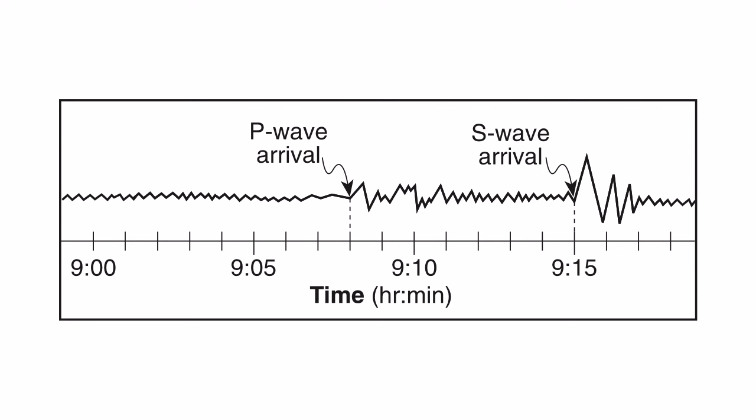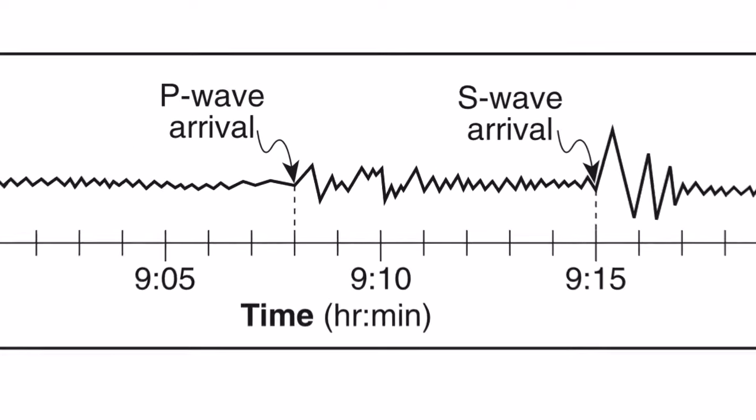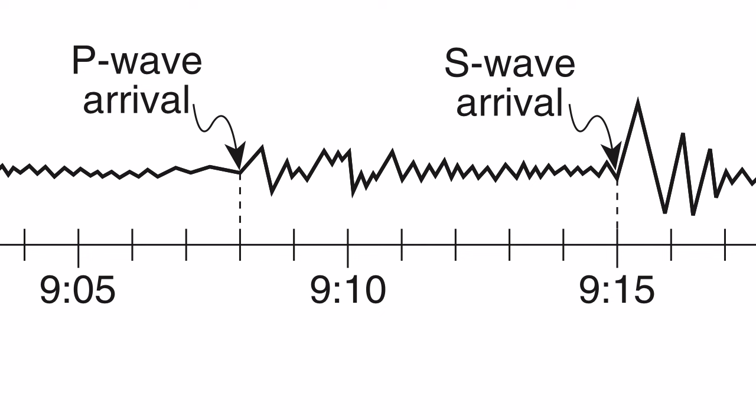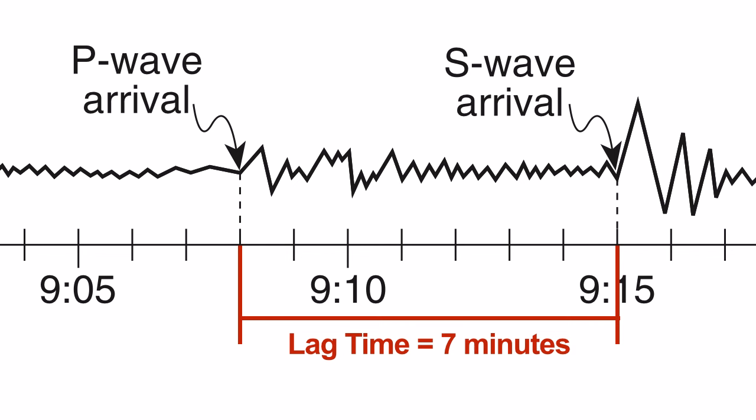Now, if we want to know how far we are from the earthquake, how far apart those two arrivals are can reveal that. So, what we need to do is a little bit of simple math. We need to calculate something known as the lag time, which is simply the difference between the arrival of the P wave and the arrival of the S wave. Now, in this example, the P wave seems to have arrived at about 9:08 and the S wave at about 9:15. And that would give us a difference in arrival time, also known as a lag time, of 7 minutes.